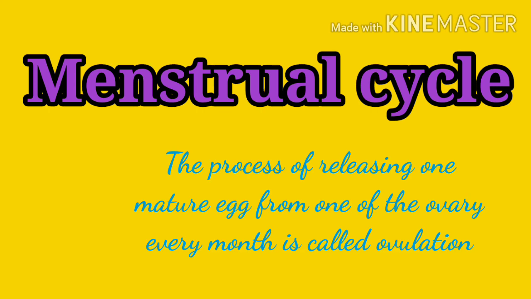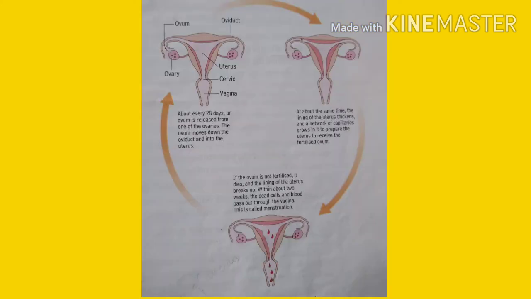The next topic is the menstrual cycle. Let us see some terms that are used in the menstrual cycle. The ovaries release a mature egg into the fallopian tube every month. The process of release of a mature egg from one of the ovaries every month is known as ovulation. At the time of ovulation, the uterine wall thickens.